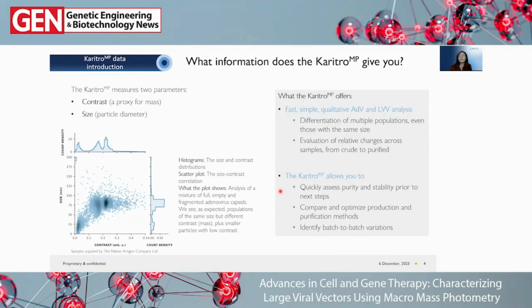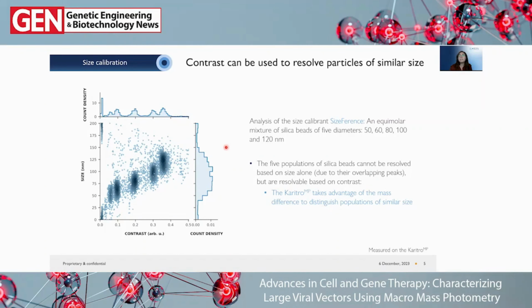I would like to highlight here how the contrast information can be used to resolve particles that have comparable size. So what we have in this graph is our size calibrant measurement. This is called Sizeference. This is an equimolar mixture of silica beads that have different sizes, different diameters, ranging from 50 nanometers to 120 nanometers.